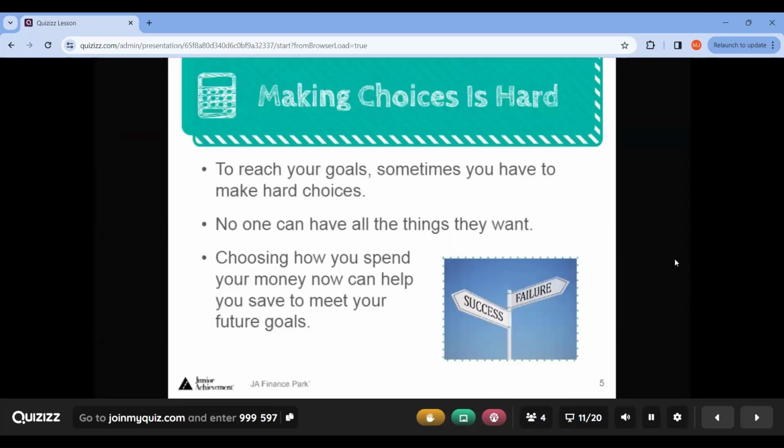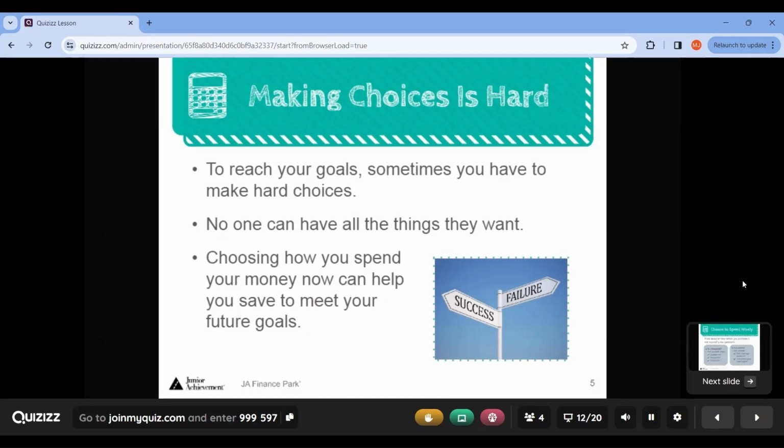So making choices is hard. To reach your goals, sometimes you have to make hard choices. No one can have all the things that they want. So choosing how to spend your money now can help you save to meet your future goals. Make sure that you're spending mostly on needs rather than wants so you can save the rest.